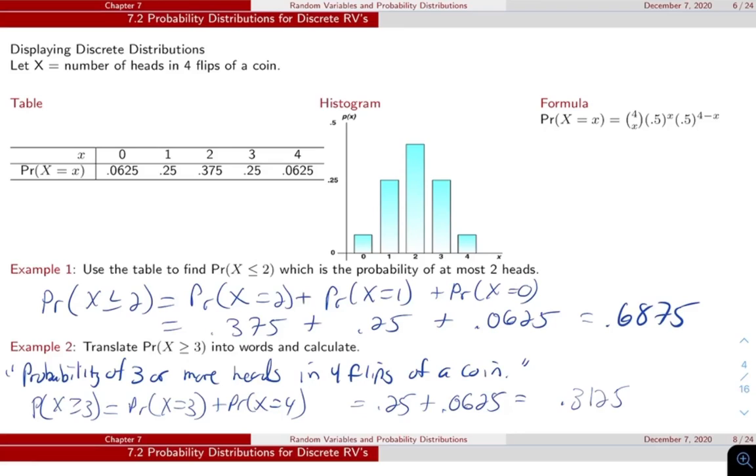The second example: translate the probability of x greater than or equal to 3 into words and then calculate. X greater than or equal to 3 means you're going to get 3 or more heads in 4 flips of a coin. Going to the table, that means I need the probability x equals 3 plus the probability x equals 4. Add those together, you get 0.3125.